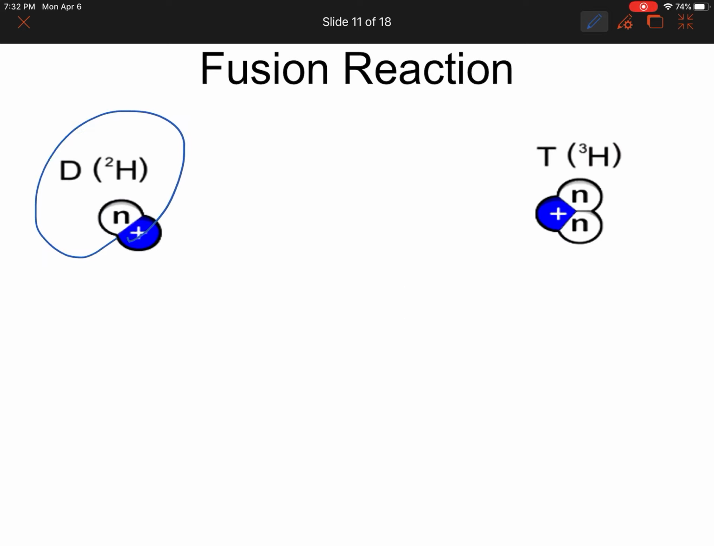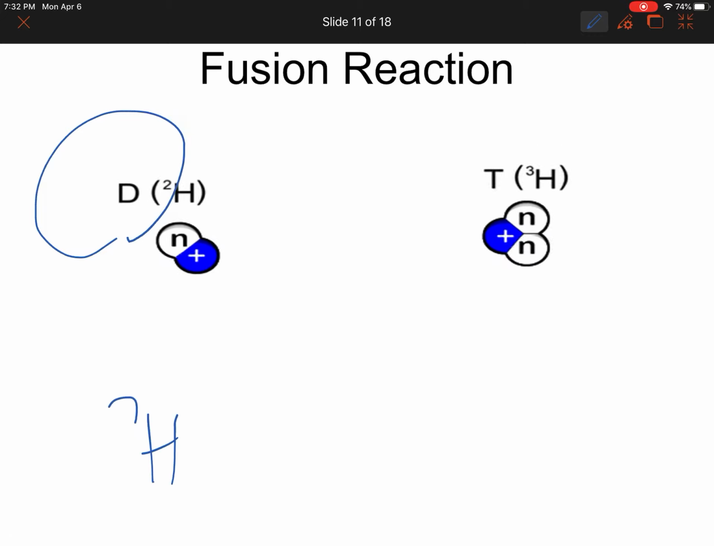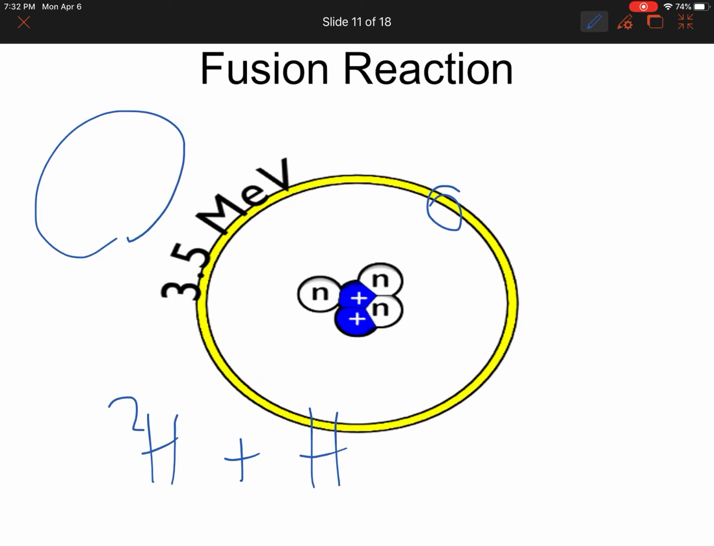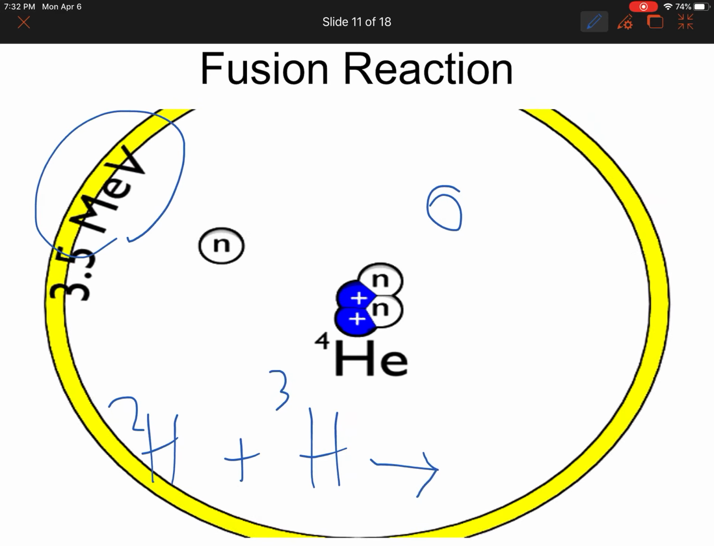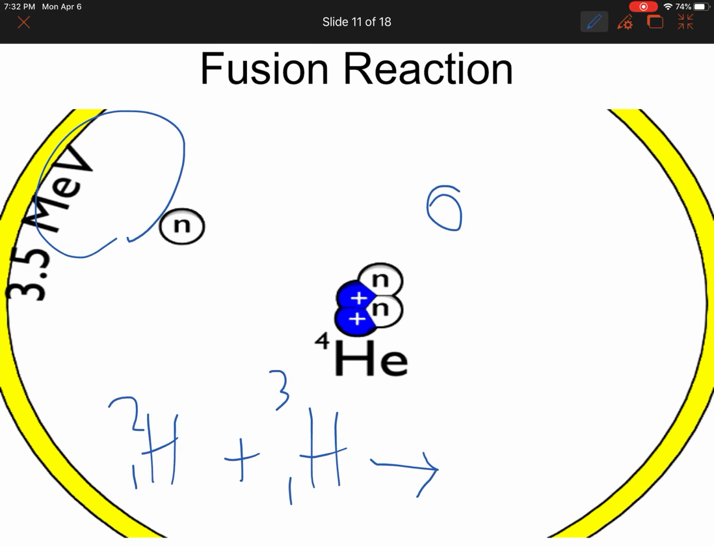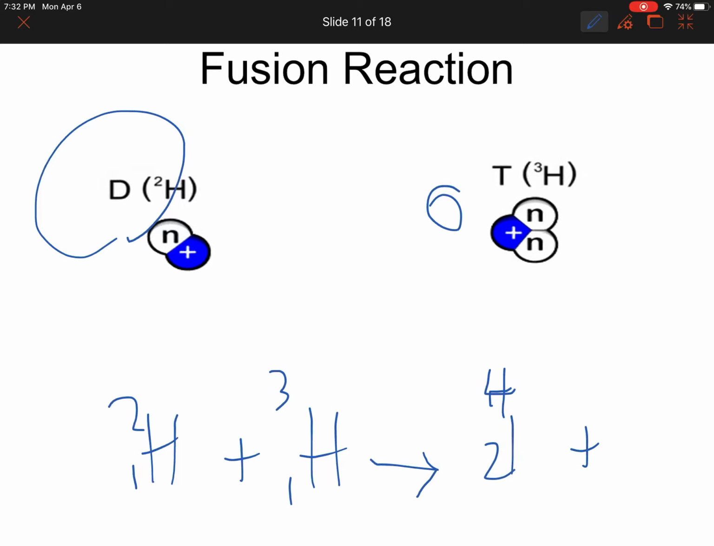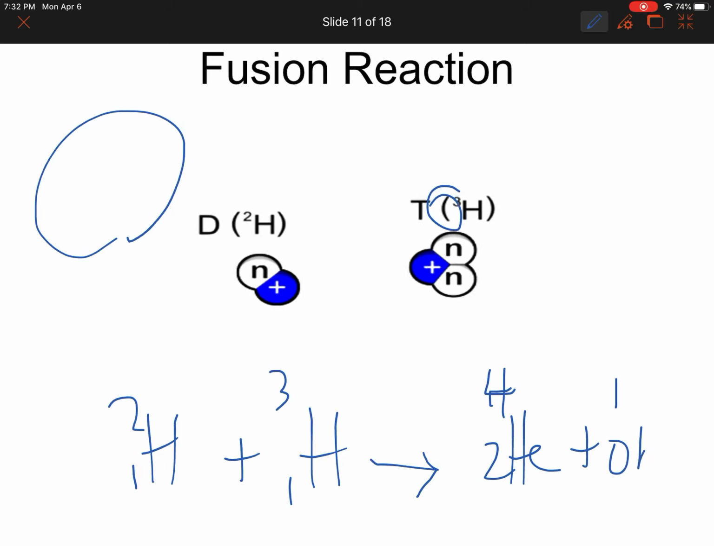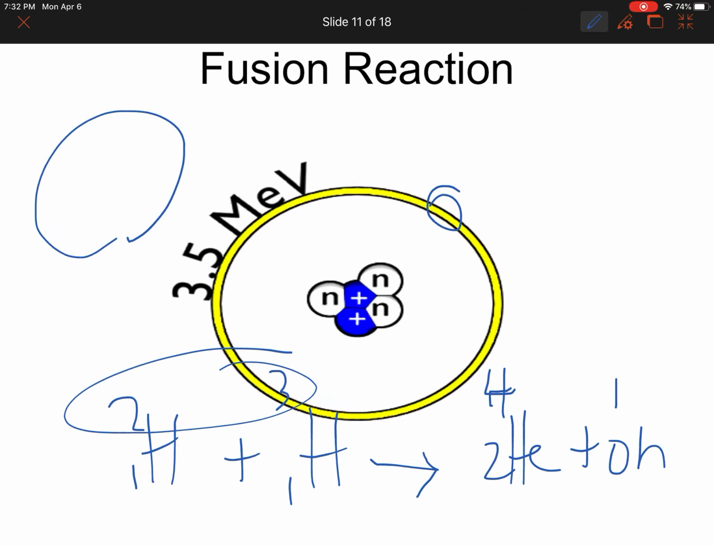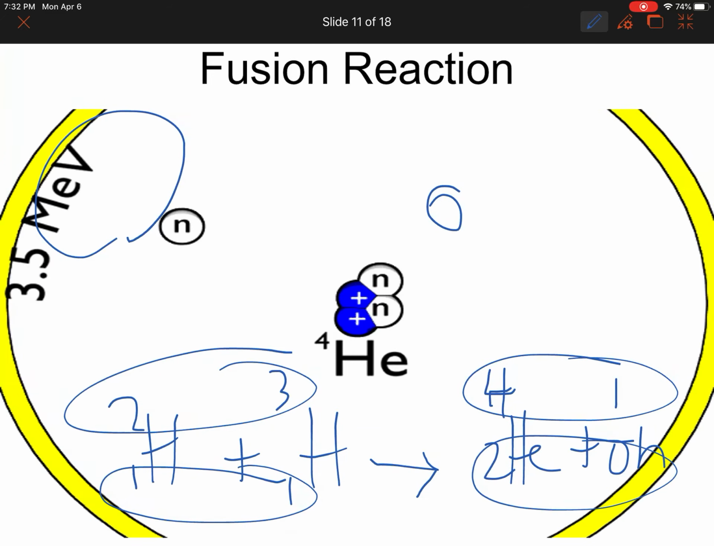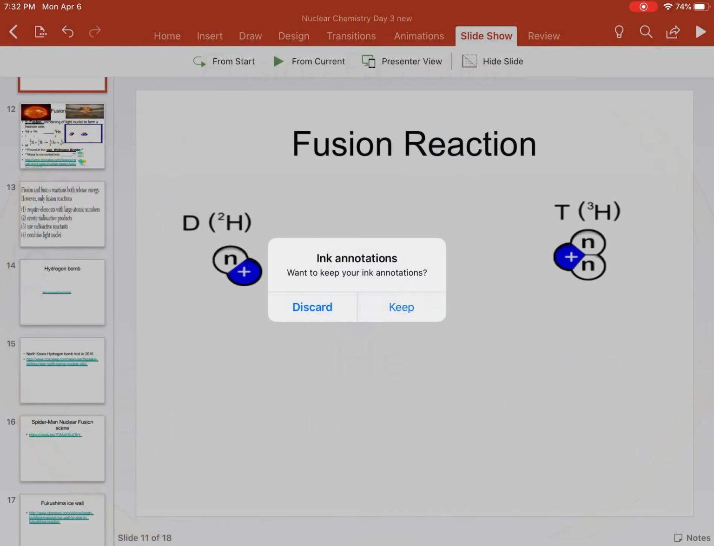So let's do this one more time. Hydrogen with a mass of 2 plus hydrogen with a mass of 3. Well, hydrogen was hydrogen, 1 plus 1. This gives me a mass of 4 plus, well, 4, 2, He, plus 1 neutron. Mass on the left must equal mass on the right. Don't get confused, guys. I'll show you on the next slide. Very easy. Okay, let's move on.